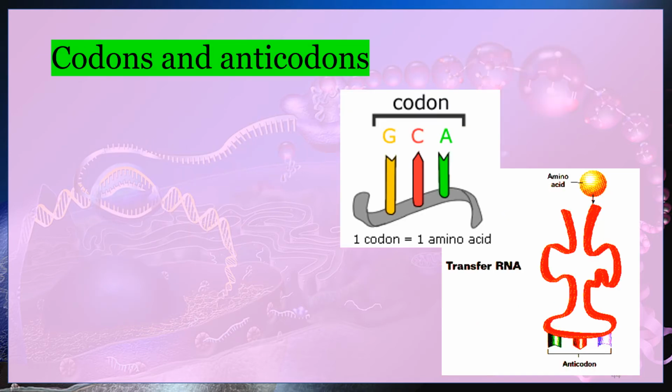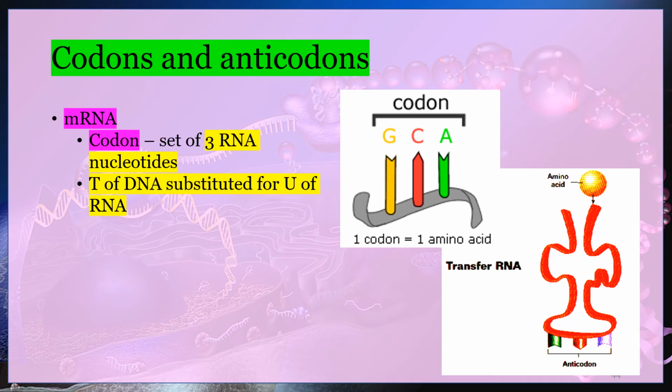Codons and anticodons. In messenger RNA, a codon is a set of 3 RNA nucleotides. T of DNA is then substituted for U with RNA.